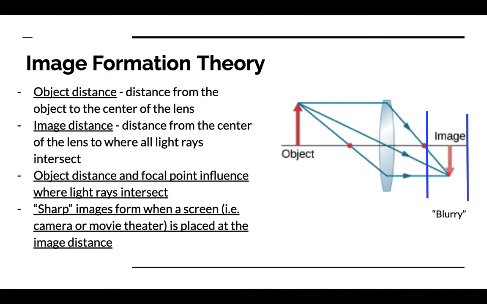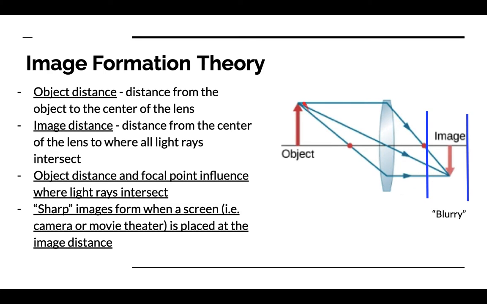Essentially, as we'll see in a second, when you adjust a camera lens, you're moving your lens to adjust the object and image distance in order to have the light rays converge on your screen. Since the screen in a camera can't move, we can't adjust the screen to align with our image distance, so we have to do the reverse. We have to adjust our object distance so that the image distance adjusts to align with our screen.